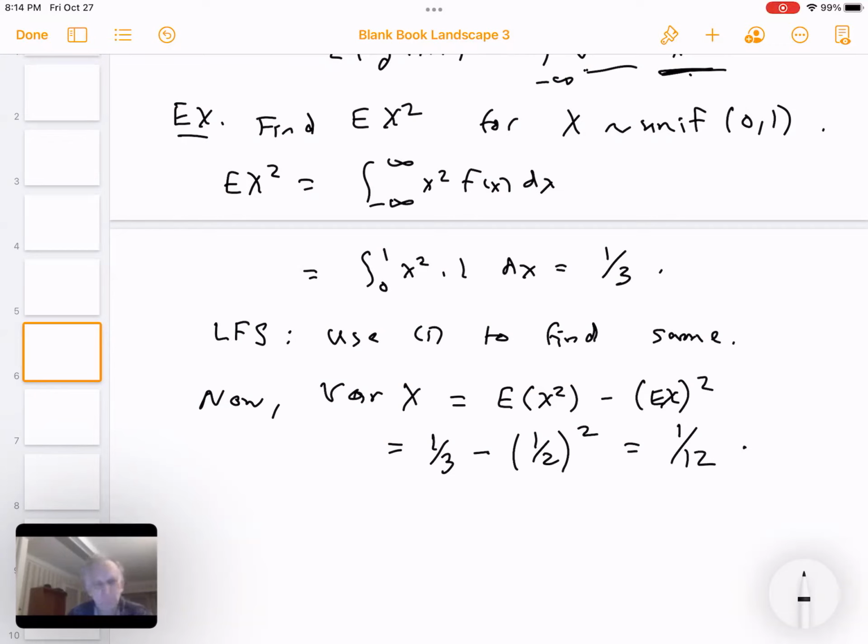Okay, let's do a second example. I'm going to use the fact again. Example 2. Suppose X is exponential lambda. Find the variance, or we already know the mean. Let's find the variance. So find E of X squared.